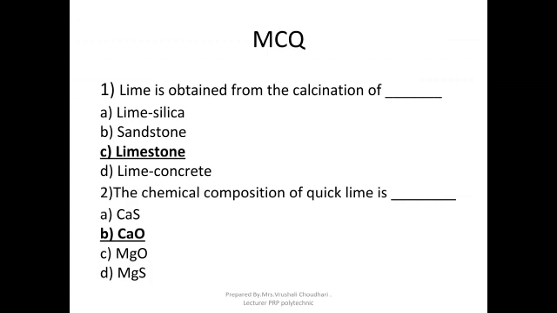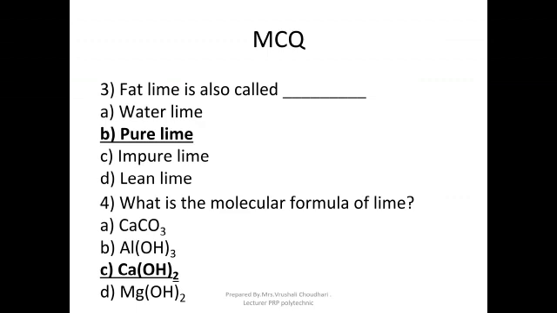MCQ: lime is obtained from the calcination of limestone. Limestone is the source of lime. The chemical composition of quicklime is calcium oxide, CaO. Fat lime is also called pure lime because it contains the maximum amount of calcium oxide and a lower percentage of impurities.